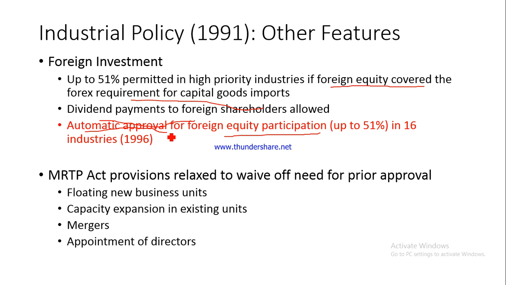The companies which were large scale enterprises and which were considered to be a threat to the customer interests because they were likely to become monopolies, they were brought under the purview of this MRTP Act. And for every expansion of capacity, for increasing volumes, for starting a new business unit, for every aspect of this sort, they had to take permission from the MRTP Commission.